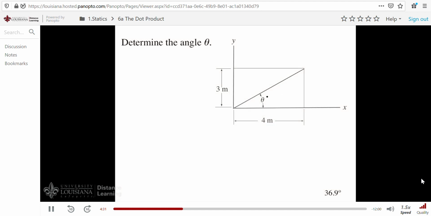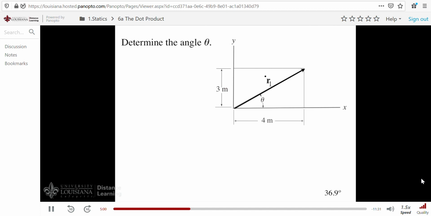We'll consider this problem of trying to find the angle theta between this line and this one. Well, to do it, of course, we don't need to really use vector analysis. We can calculate it directly, can't we? For example, the tangent of theta is equal to the opposite side 3 divided by 4. And if you look up the arctangent of 3 over 4, you get your result of 36.9 degrees. I'd like to demonstrate how it can be done using the dot product.